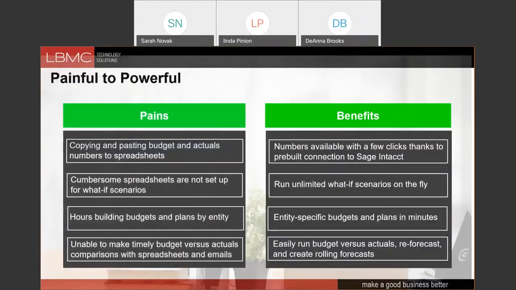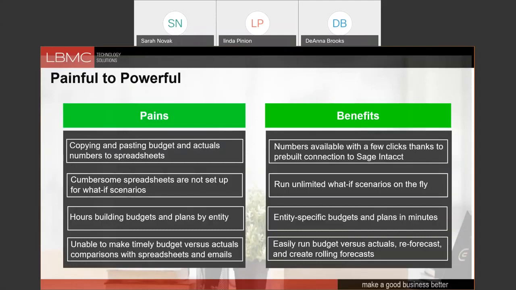And just to emphasize that, let's talk about painful to powerful. So one of the things that I talked about earlier was spreadsheets. And we all know that copying and pasting is one of the skill sets that we take with us. You no longer have to do that because now with just a few clicks, you've got that pre-built connection to Sage Intacct. When you look at those spreadsheets, they don't have the what-if scenarios on them. They're not set up to perform that way. So now with Sage Intacct Budgeting and Planning, you can run unlimited what-if scenarios, and you can do that on the fly whenever you choose to.